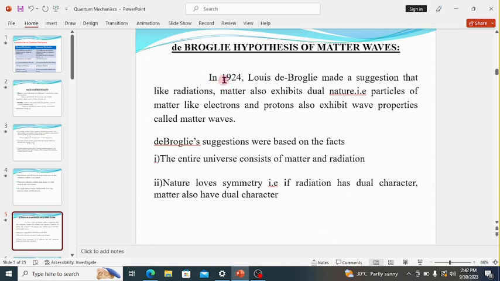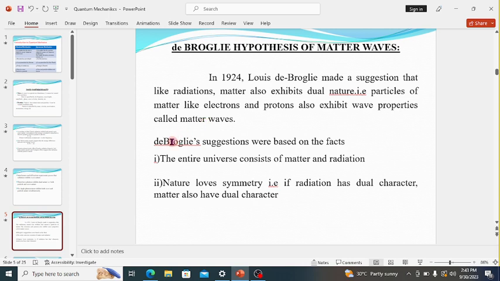Now, in 1924, Louis de Broglie made a suggestion: like waves, particles also exhibit dual nature. Particles means nothing but matter. Matter also exhibits dual nature. Particles means electrons, protons, neutrons, and we are also particles. So we should prove that these exhibit wave properties.